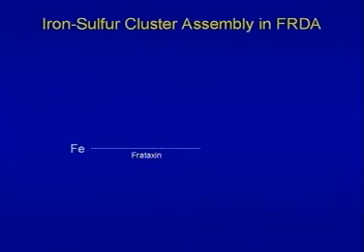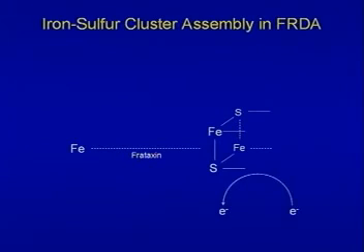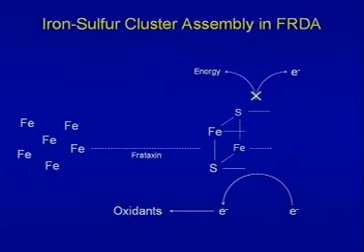So here's my little cartoon again. Too little frataxin. Iron-sulfur clusters are not made properly. Some of those electrons don't get through. You make less energy. There's also this formation of oxidants from these excess electrons. The accumulation of iron also leads to the formation of oxidants. Now, what are these oxidants?